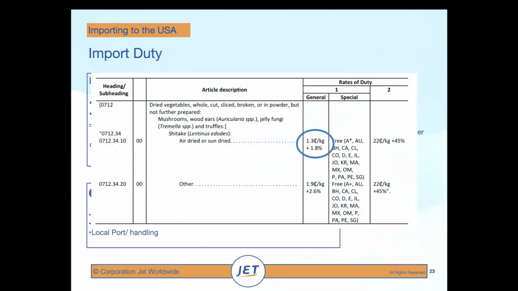And also note that the duty rate can also be per unit of weight, volume, or units. In this case, it's 1.3 cents per kilogram if you're importing dry vegetables, plus 1.8% of the value. And another example is wine. The duty rate for wine is per liter. So most often, in my experience, it's by percentage of the value, but it can be by unit of measure.